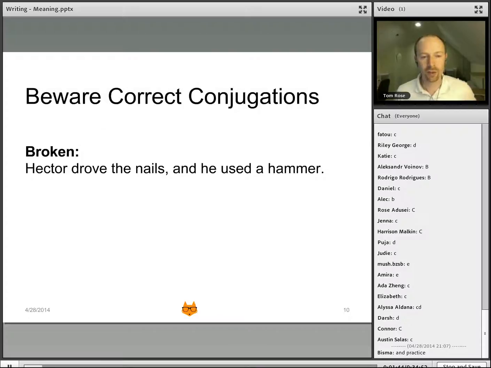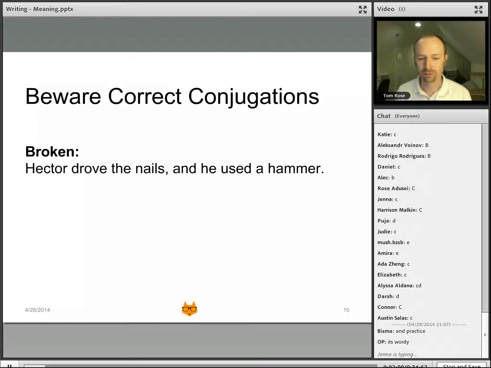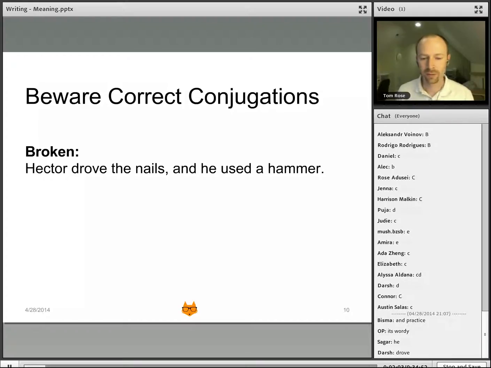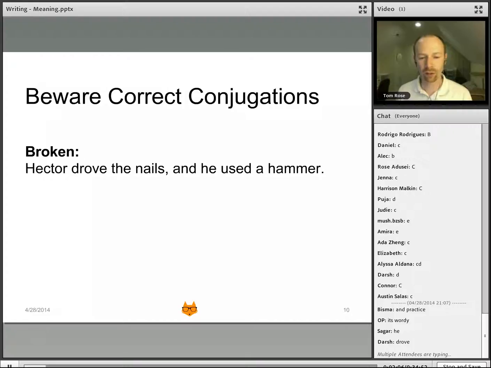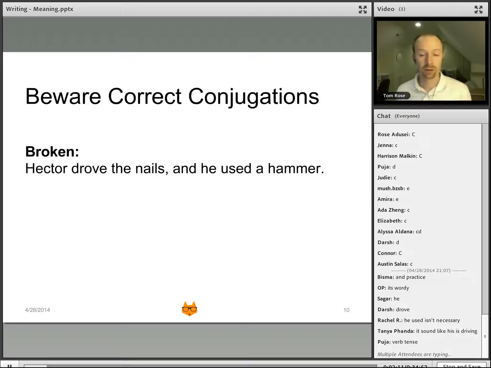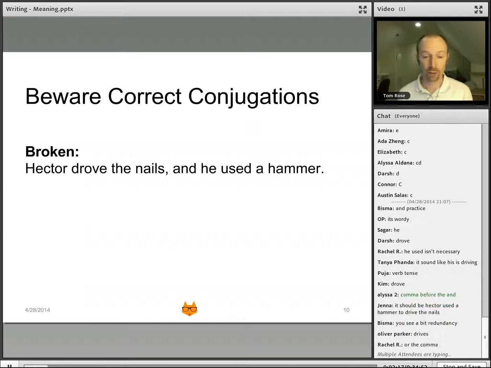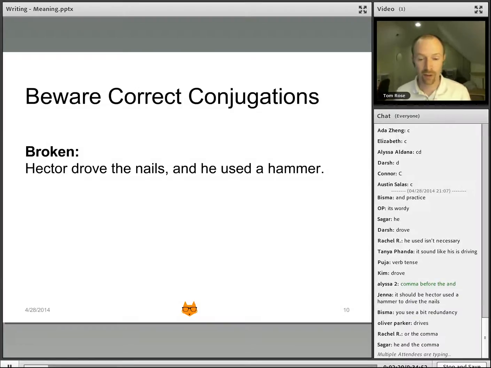Here are a couple of things that you can do to spot meaning errors. For example, beware correctly used conjunctions. So here's one. Hector drove the nails and he used a hammer. What is wrong with that? I'm not sure it's particularly wordy. I'm not sure what words you could cut. It's not a verb tense. They're both past tense. The comma before the and is fine. So this is a correctly used conjunction.